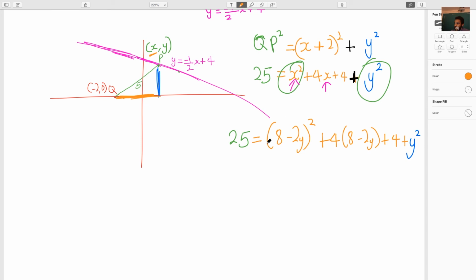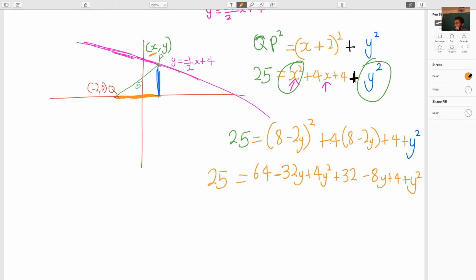So this again, we're just going to FOIL it. FOIL: first, outer, inner, last. And when we do that, we will end up with 64 minus, let's see, 2y times 8 is 16y, and you multiply that by 2, so minus 32y, plus 4y squared, and then plus 8 times 4 is 32, minus 4 times 2y is 8y, of course, plus 4, and then, forget about this blue, I'm changing it to orange now, plus y squared. Okay, and all of this is equal to 25.